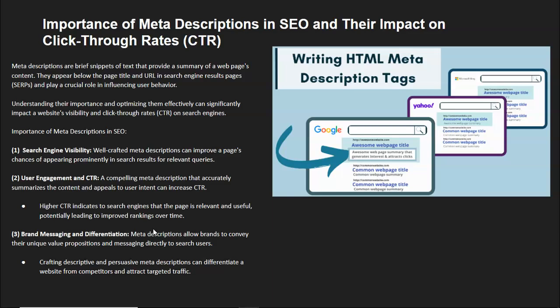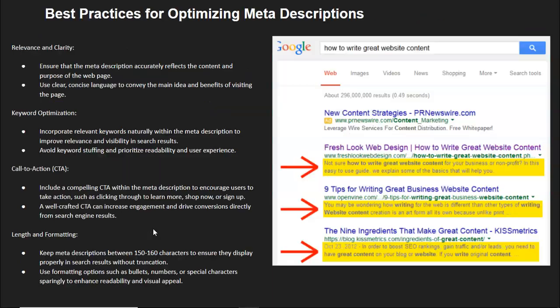Meta descriptions also help with brand communications and differentiation. So you can use meta descriptions to communicate value propositions, and that can help to improve the competitive positioning of a website over time, because people see these messages via the meta descriptions again and again and again.